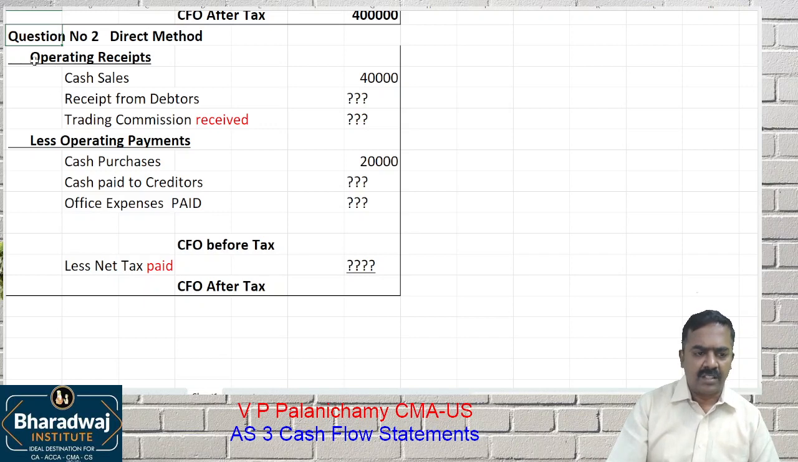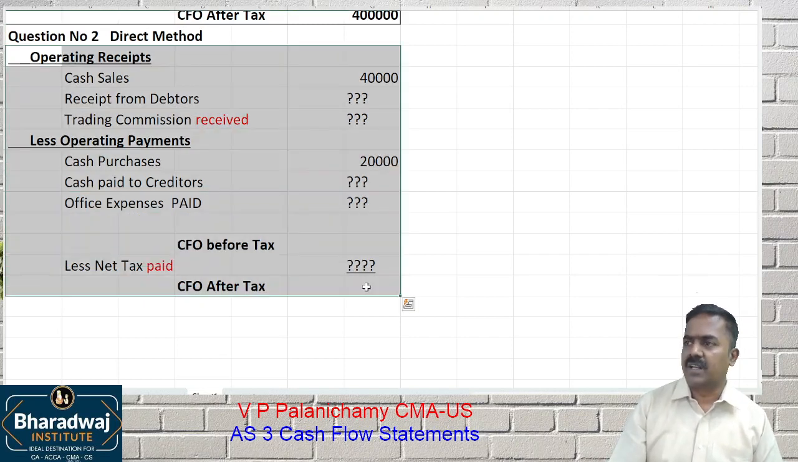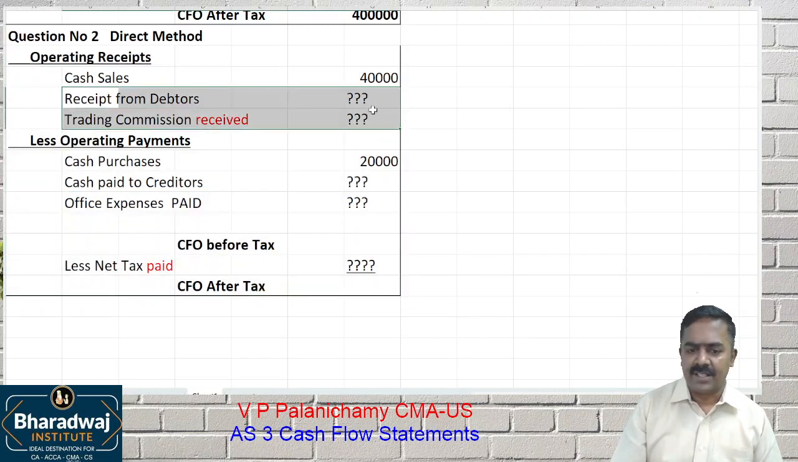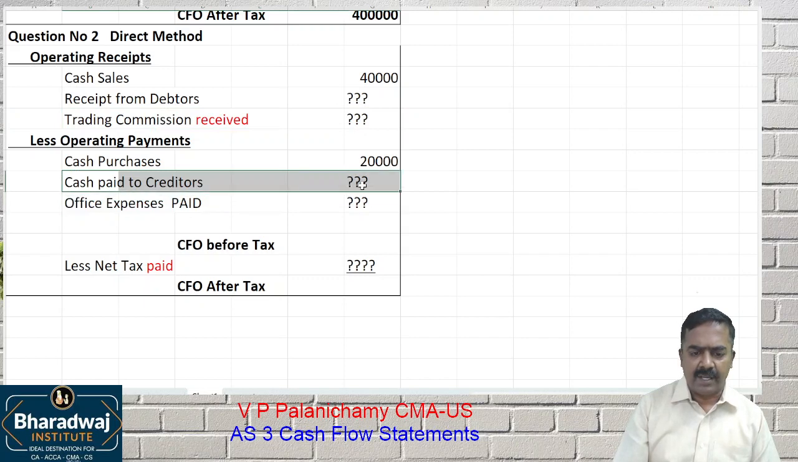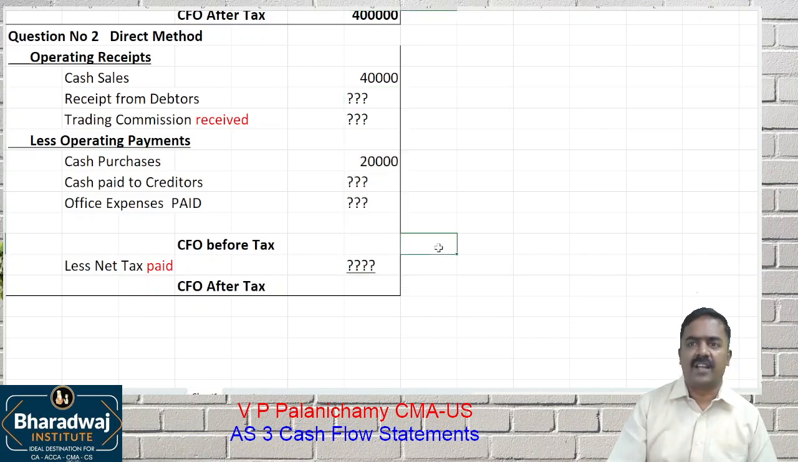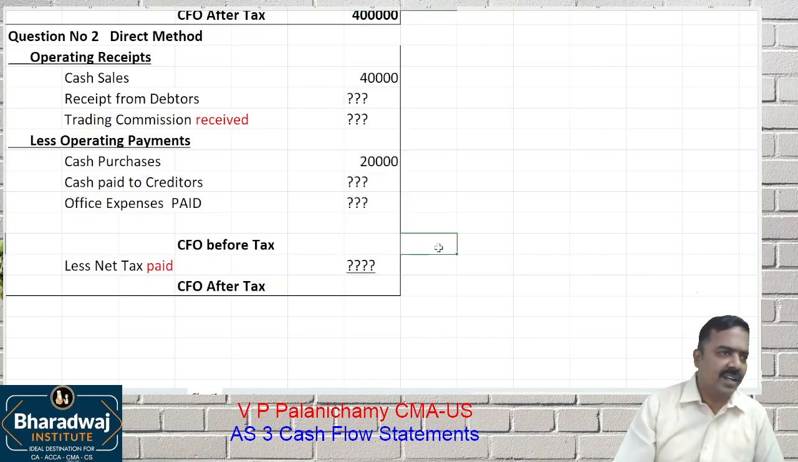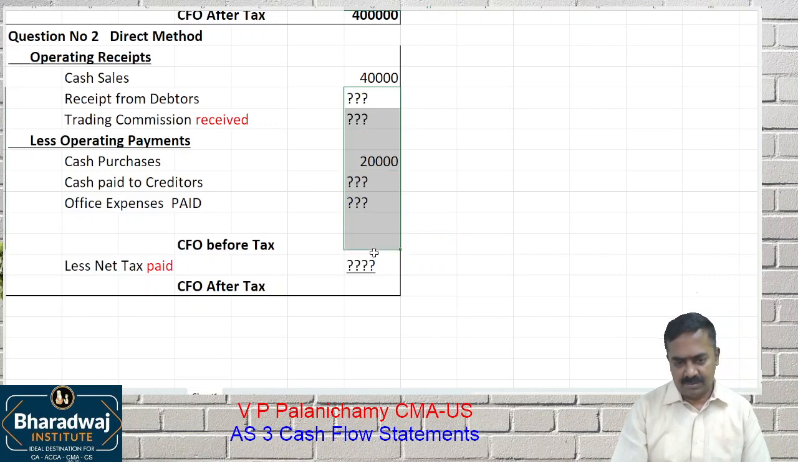Now, before you start this answer, what and all you have to work out? What is the collection from debtors? What is the trading commission received? What is the cash paid to creditors? What is office expenses paid? Net tax paid. This question mark you work out first and tell me. You are going to work out and tell me. Then I'll put it here.